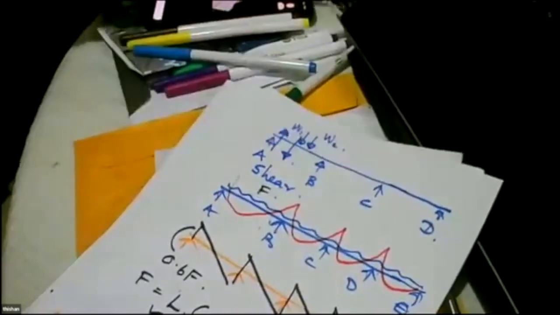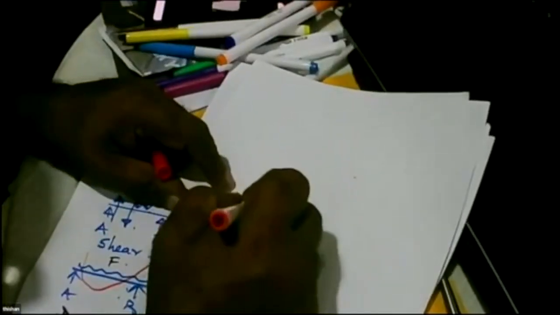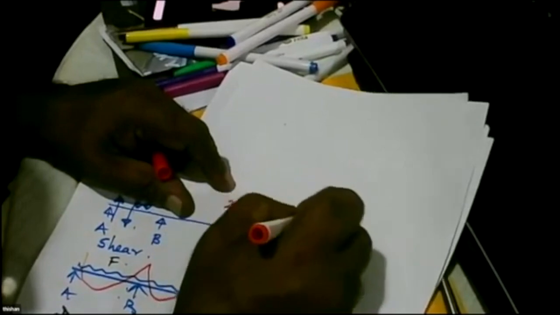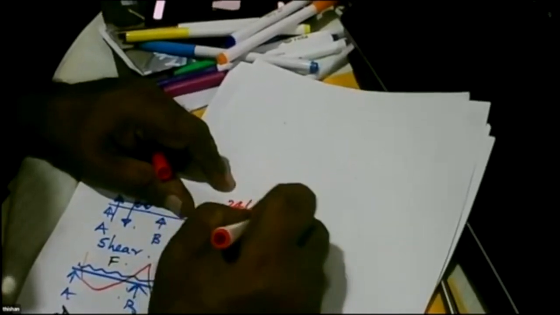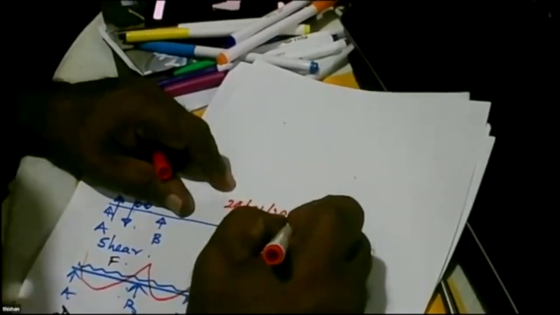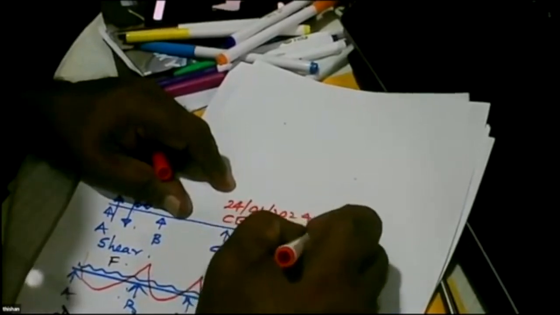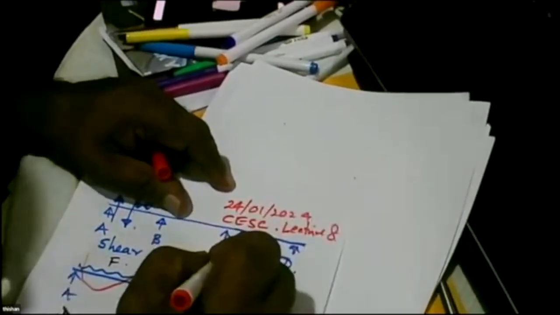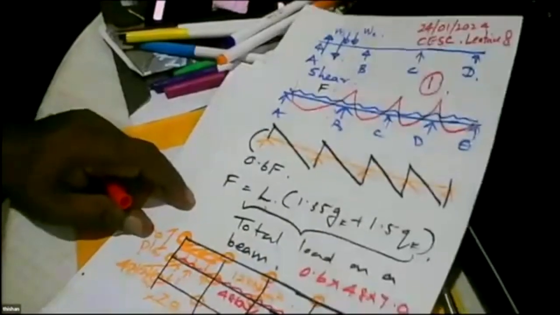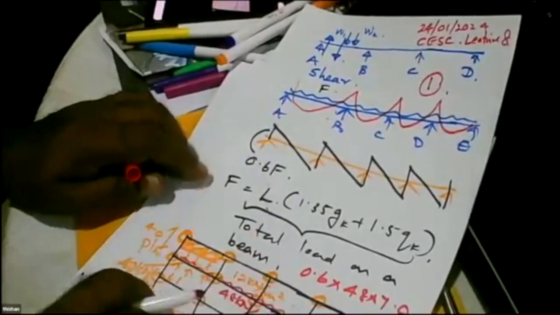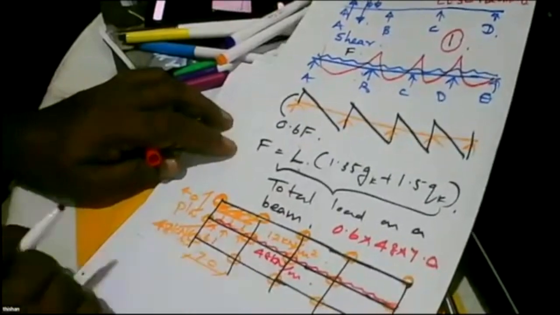So in the British code, the approach was simple. So today is 24th January 2024, Civil Engineering Sectional Committee, lecture number 7 or 8? 8, sir. Lecture 8, and this is page 1. This is clear. Why is it 0.6? It cannot exceed 0.6. So we know the maximum. We know the load, we know the maximum.